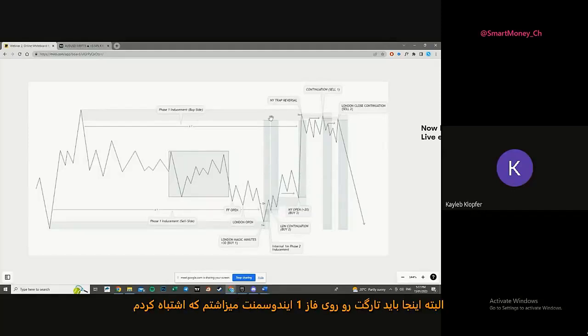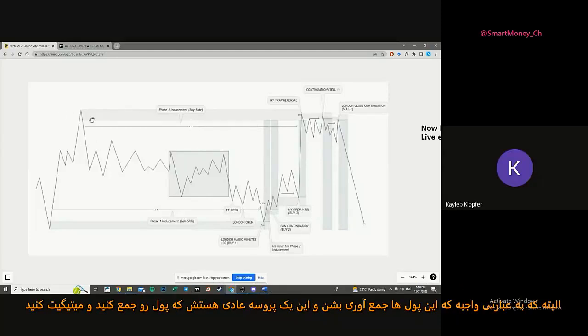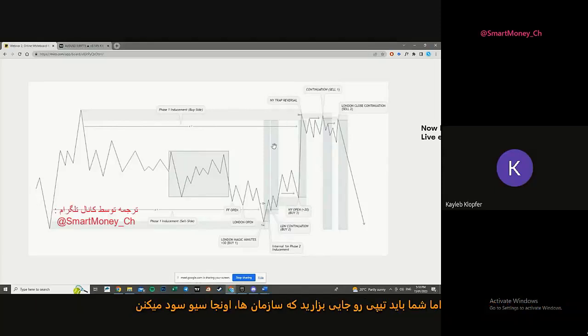But I should have put the targets to this phase one level. That's my bad. You should always do that. Why? Because if you're an institution, your goal is to take out inducement. That's it. It's not to mitigate zones. It is, in a sense, to grab that money, and it's a natural process that happens to grab and mitigate that money. But you want to take profit where the institutions are taking profit, and that's at the end of the mitigation inducement cycles. Okay, so I should have done it to there.